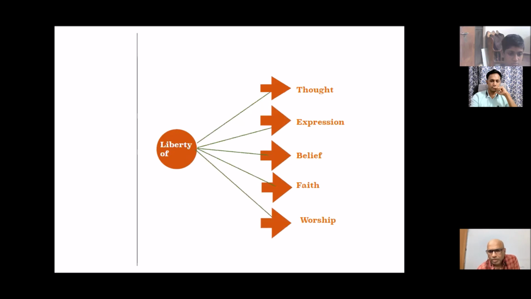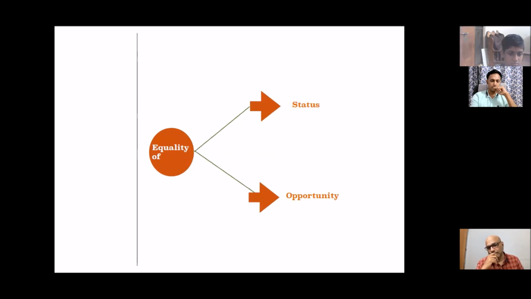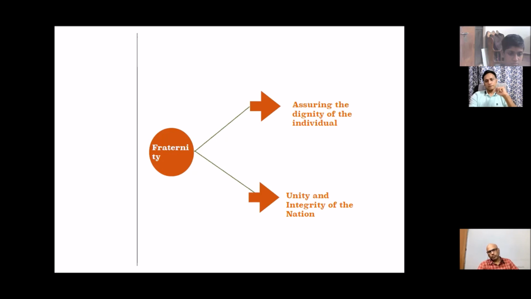Next, when we read the preamble, we read liberty of thought, expression, belief, faith, and worship. It is not so. It is liberty of thought, liberty of expression, liberty of belief, liberty of faith, liberty of worship. Next slide: equality of status and equality of opportunity. The Constitution talks about these in many articles. It is a huge subject. Assuring the dignity of the individual and the unity and integrity of the nation. Integrity was added in 1976. Earlier it was only unity of the nation.